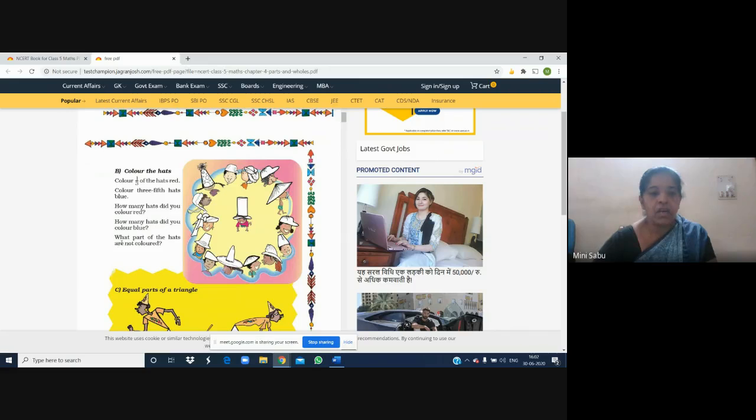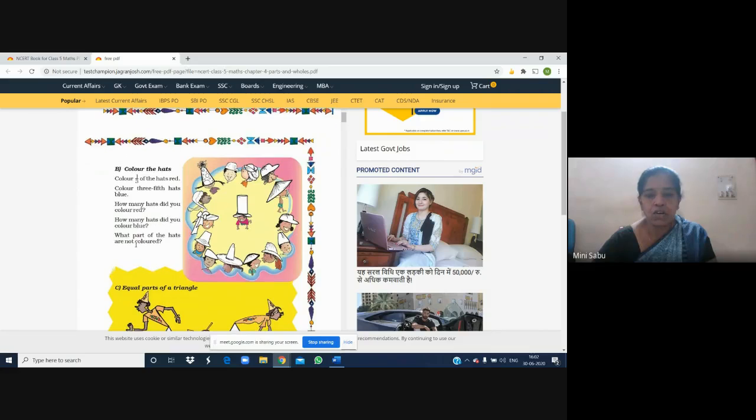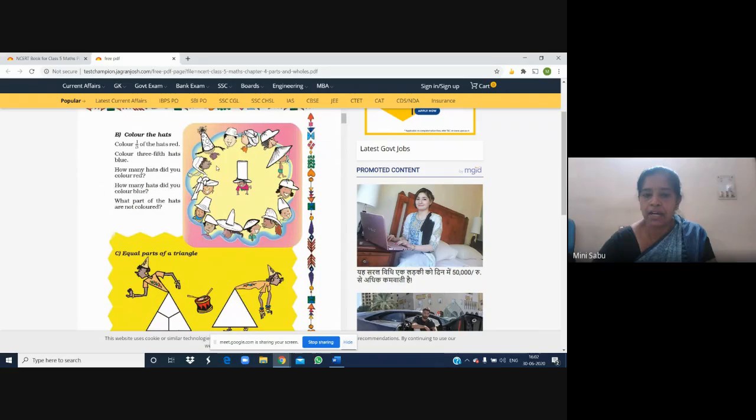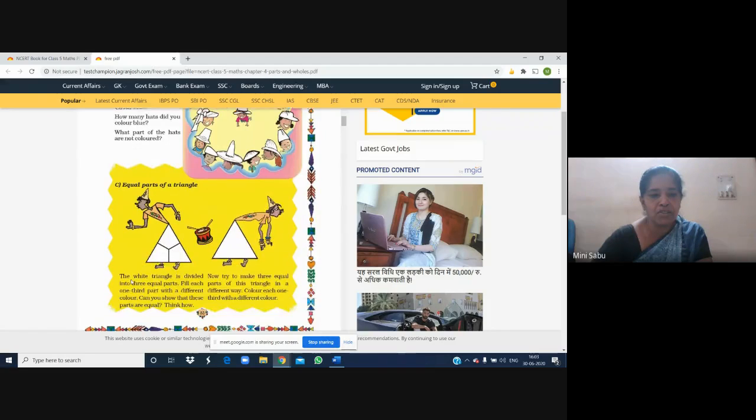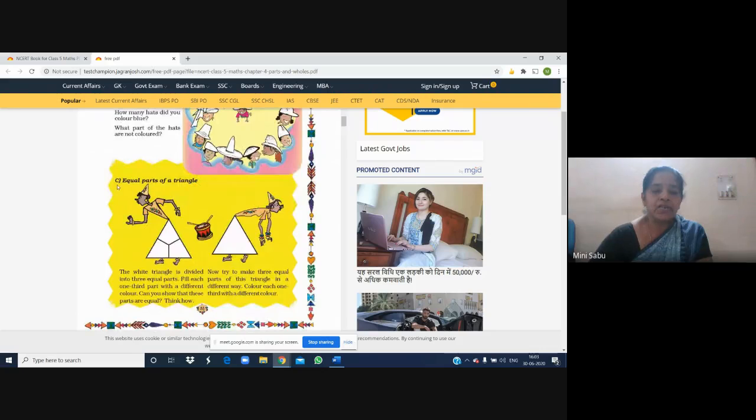Then there is a question, what part of the hats are not colored? See the question, what part? You should not say the answer as one hat is not colored. No. What part? What answer will you give? 1 by 15. 1 by 15 is not colored. This one's hat may not be colored. All in the circle, they all will get colored, and this one will remain without coloring the hat. Okay, children? Enjoyed? At the same time, learned also? Yes, ma'am. Okay.